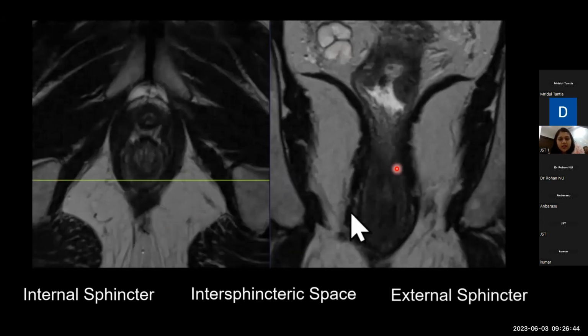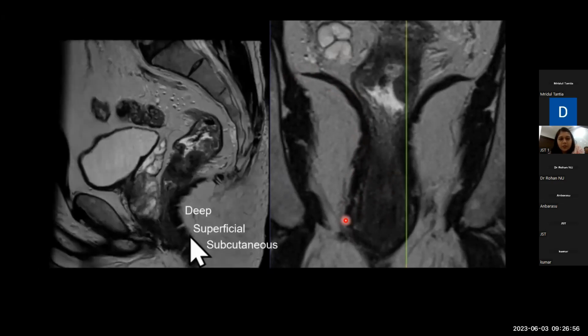So this is the internal sphincter. As I talked about, this would be the intersphincteric space, and the outer hypointense layer, the continuation of the levator ani or the iliococcygeus, will be the external sphincter or the puborectalis muscle. The external sphincter also can be seen. It needs a detailed anatomical study, but it's divided into deep, superficial, and subcutaneous parts.